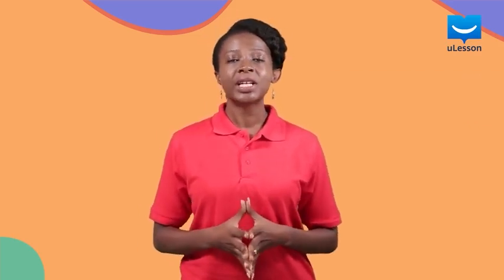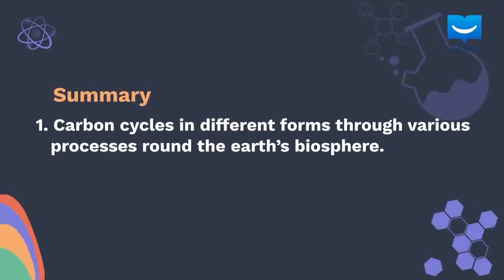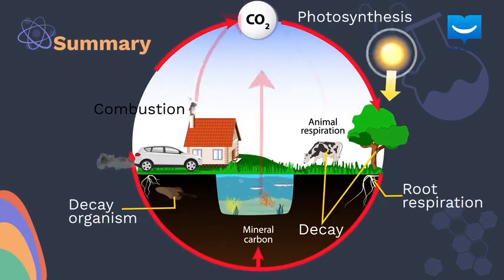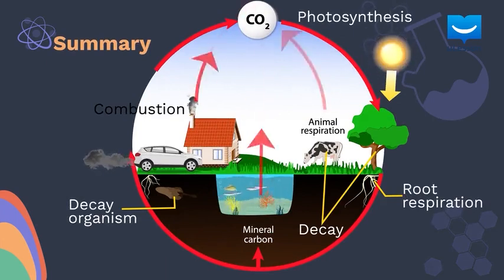Until then, a recap of our lesson is that carbon cycles through the Earth's biosphere in different forms through various processes. A summary of these processes is given in this diagram here. As you continue in your learning and understanding of carbon, consider your role in the carbon cycle.